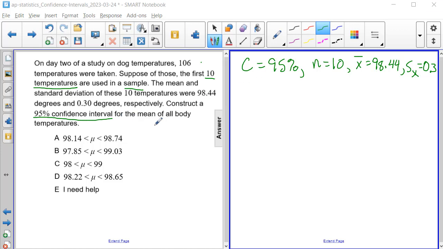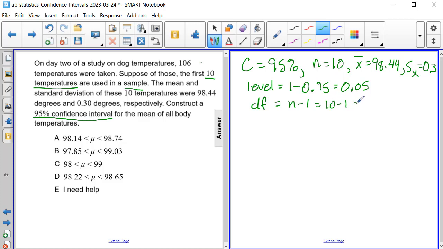To construct this confidence interval, we're going to need the T star value, or the critical value of T star. In order to do that, we have to look it up in a table. So we need to determine first the level. And the level is equal to 1 minus the confidence interval percentage as a decimal. So that's 1 minus 0.95, which will give us 0.05. And then the degrees of freedom is equal to n minus 1, which in our case is equal to 10 minus 1, which is 9.